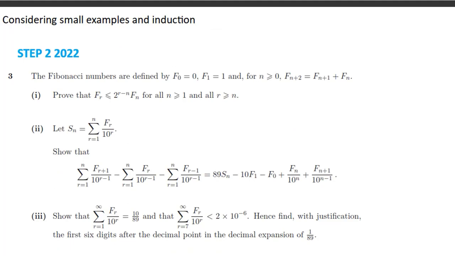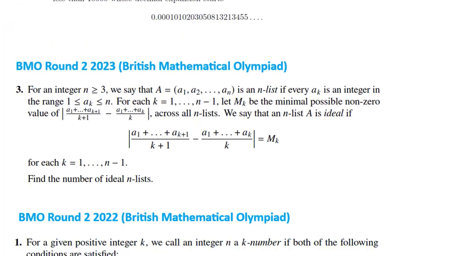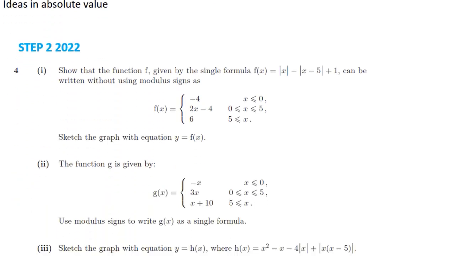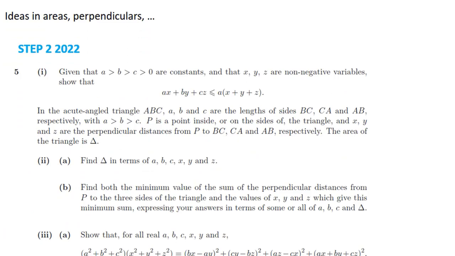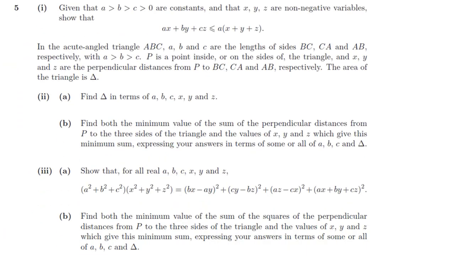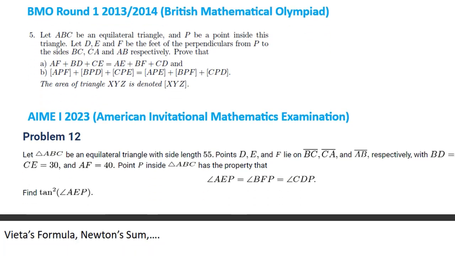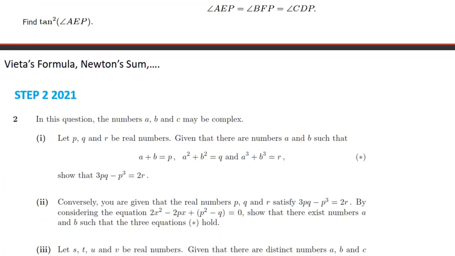STEP 2 problem, for example. Another idea, consider small example and induction, solving problems from BMO round 2, British Mathematical Olympiad. Another idea, STEP 2, 2022, ideas in areas and perpendiculars. STEP 2, 2022 problems and related problem in BMO. And AIME, which is the next level 2 of American Mathematics Competition, or I can say American Invitational Mathematics Examination, and the name is this for the last, AIME 2023, AIME 1.